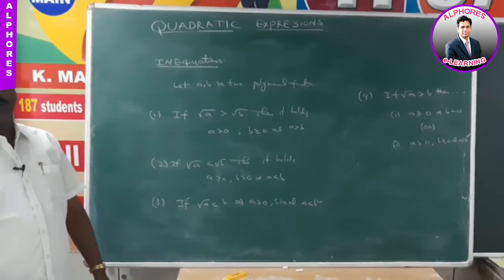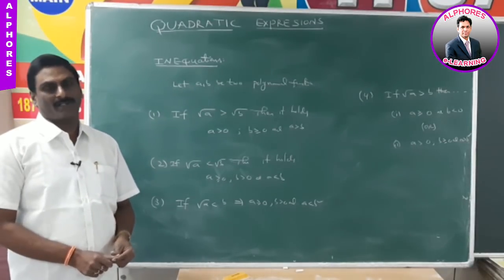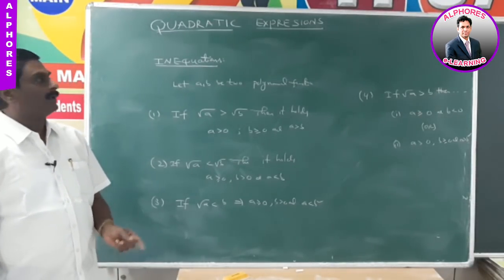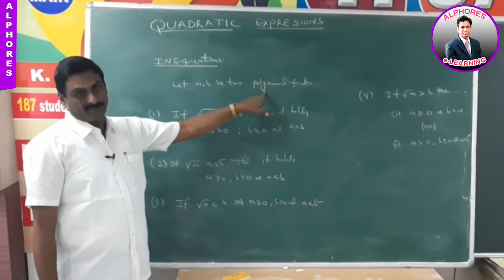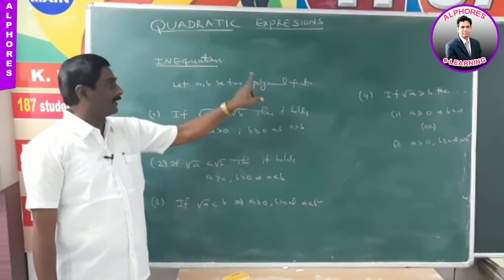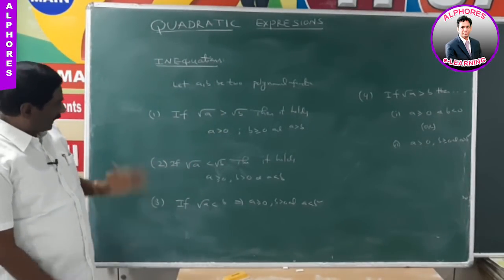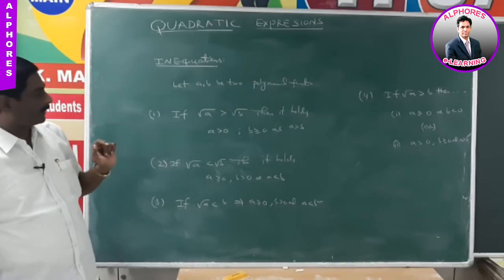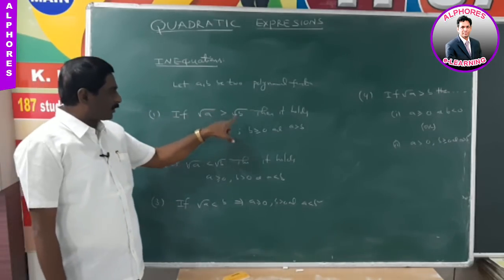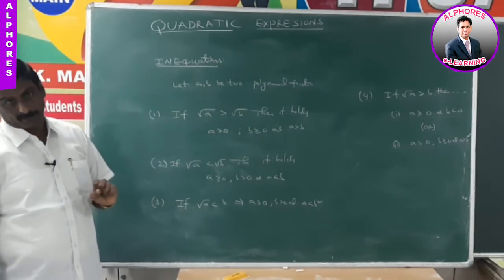Now, we discuss inequations. Suppose a, b are any two polynomial functions in x, y or z. Then the possible cases are 4. First one, if √a > √b, then find the solution of this inequality.